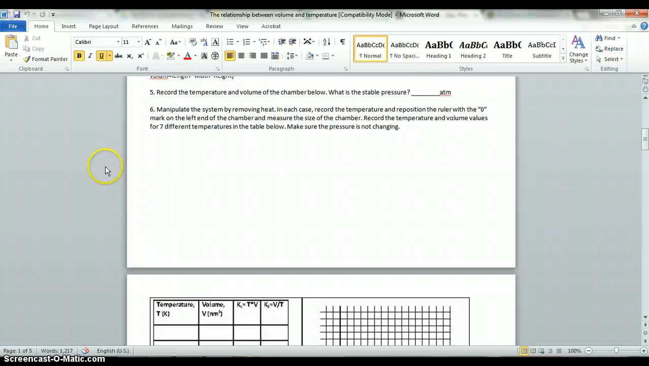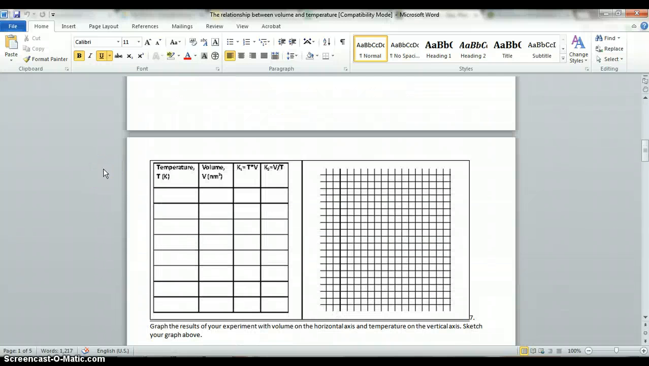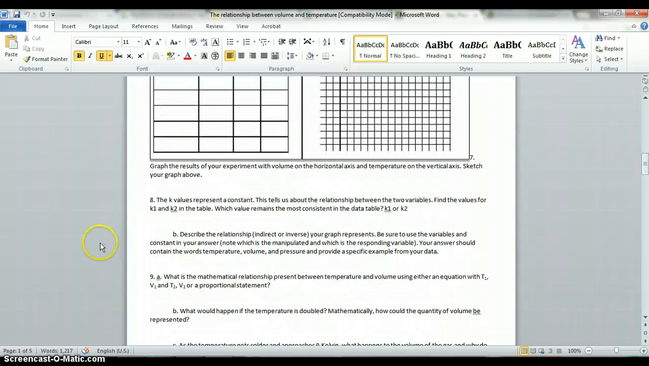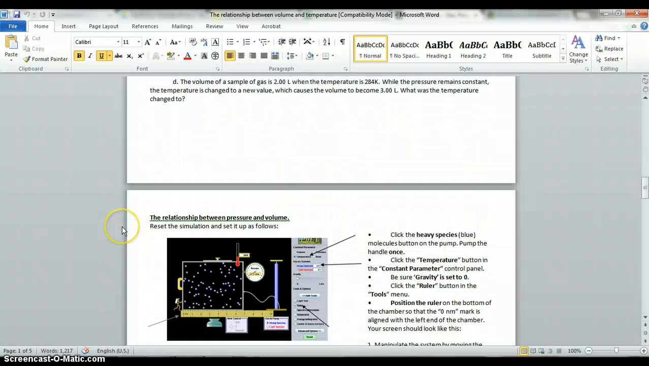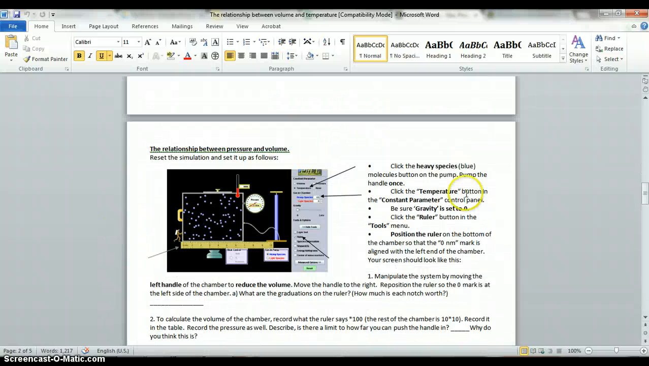And what I like about this one is that it has them build a model and graph the results of what they did, with volume on the horizontal and temperature on the vertical axis. Then it asks them questions based on those things. Then again, this one is the relationship between pressure and volume.